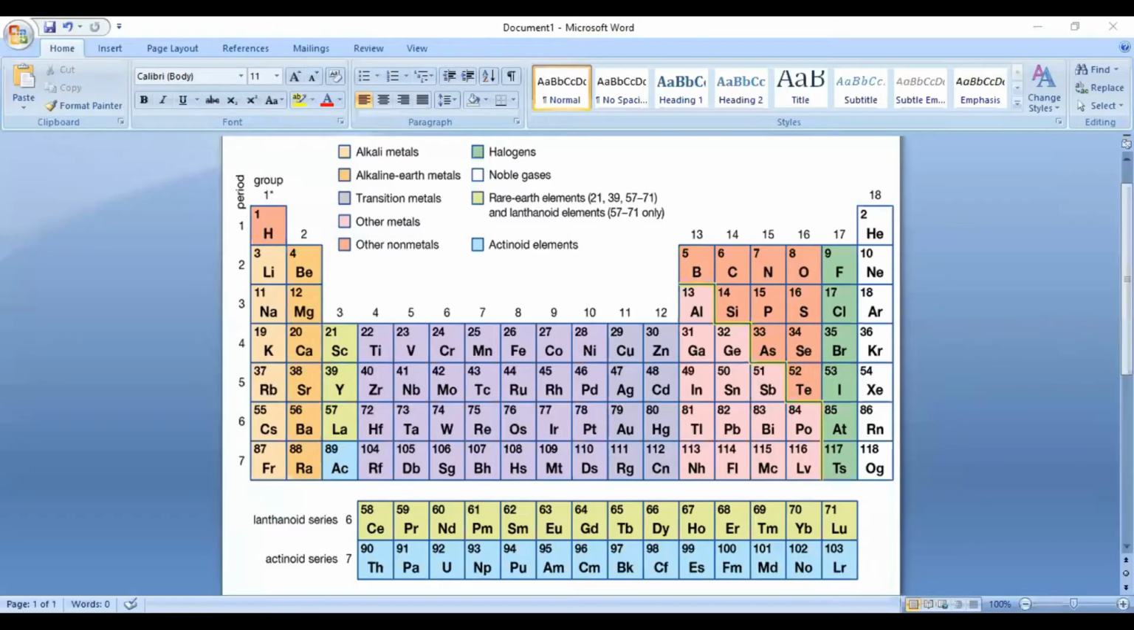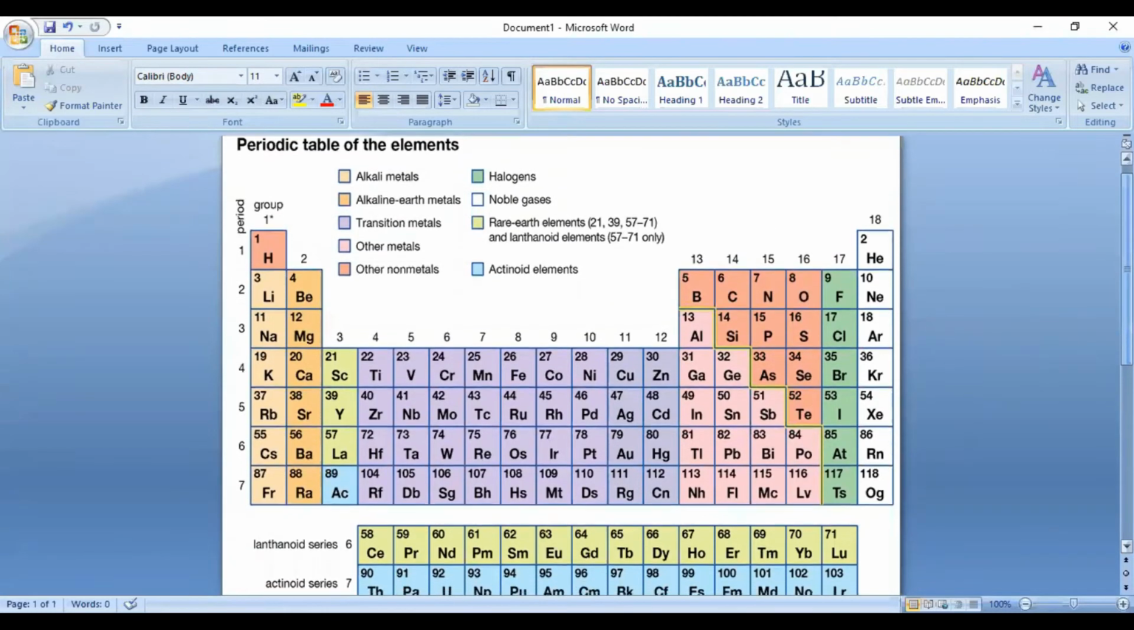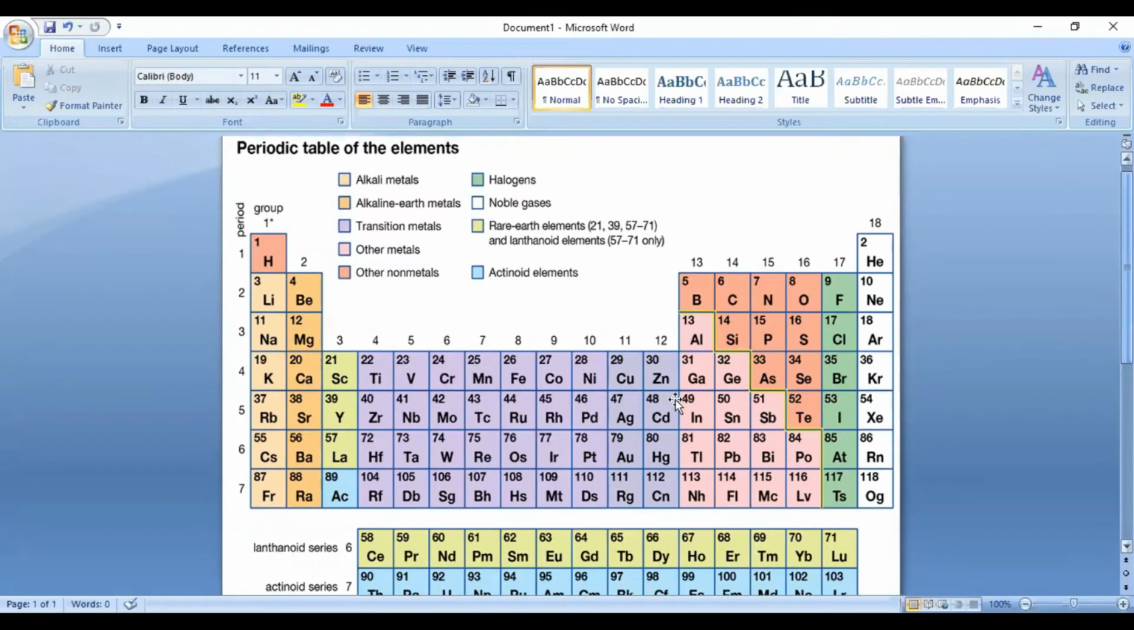Hello guys, this is Amyahani, and today in this video I'm going to tell you about the arrangement of the periodic table, how it is arranged. So I'm going to tell you first what periods are in a periodic table. The elements within a period have dissimilar properties from left to right across any period.